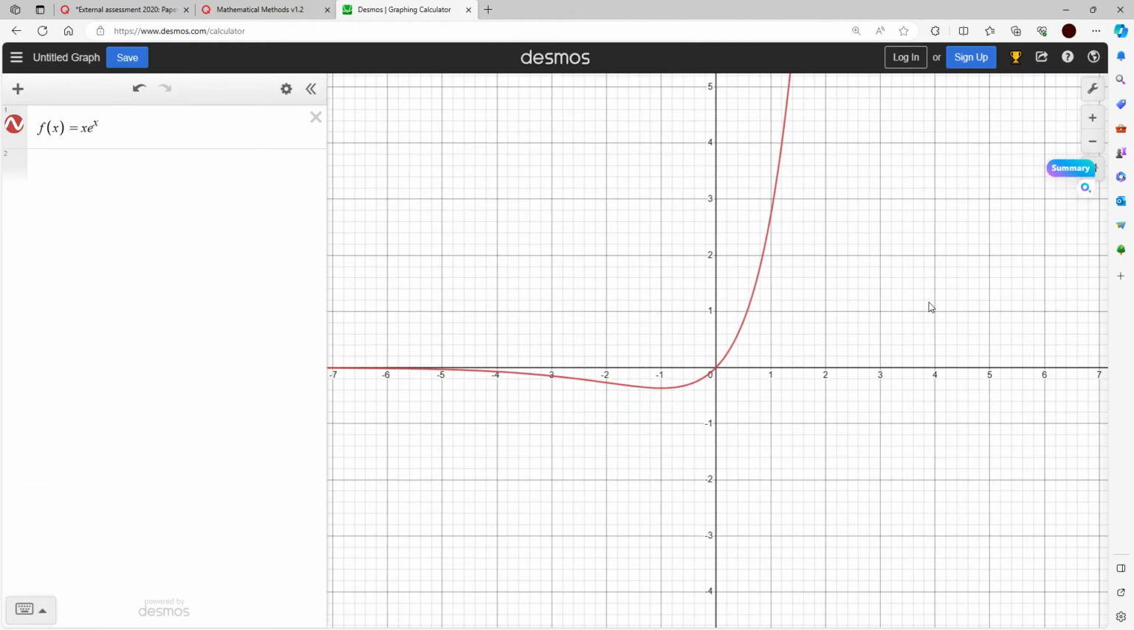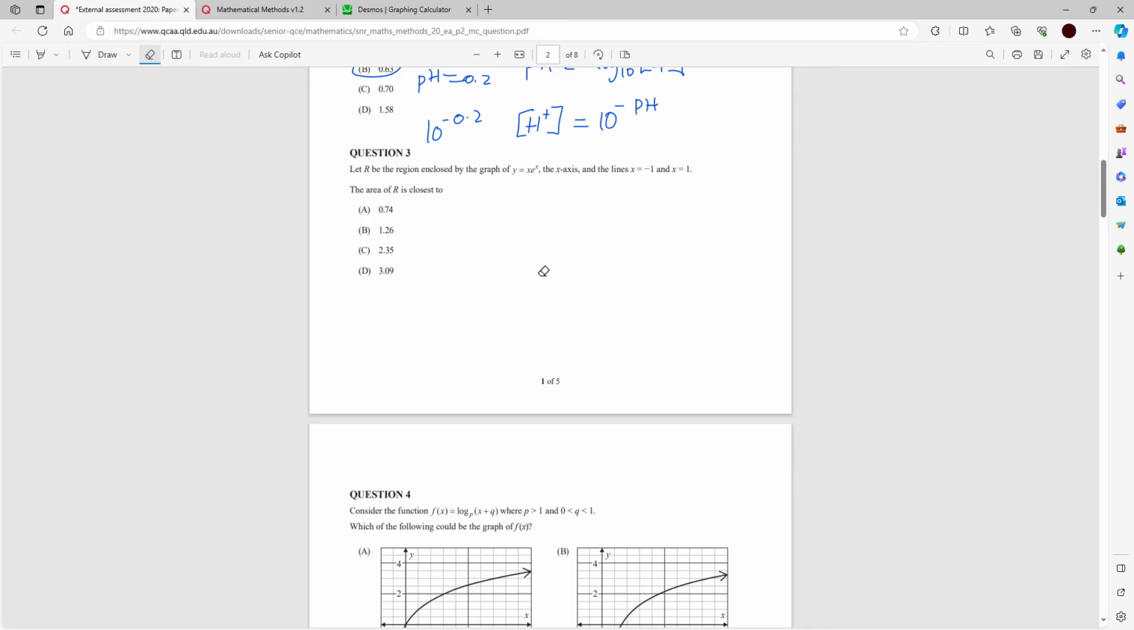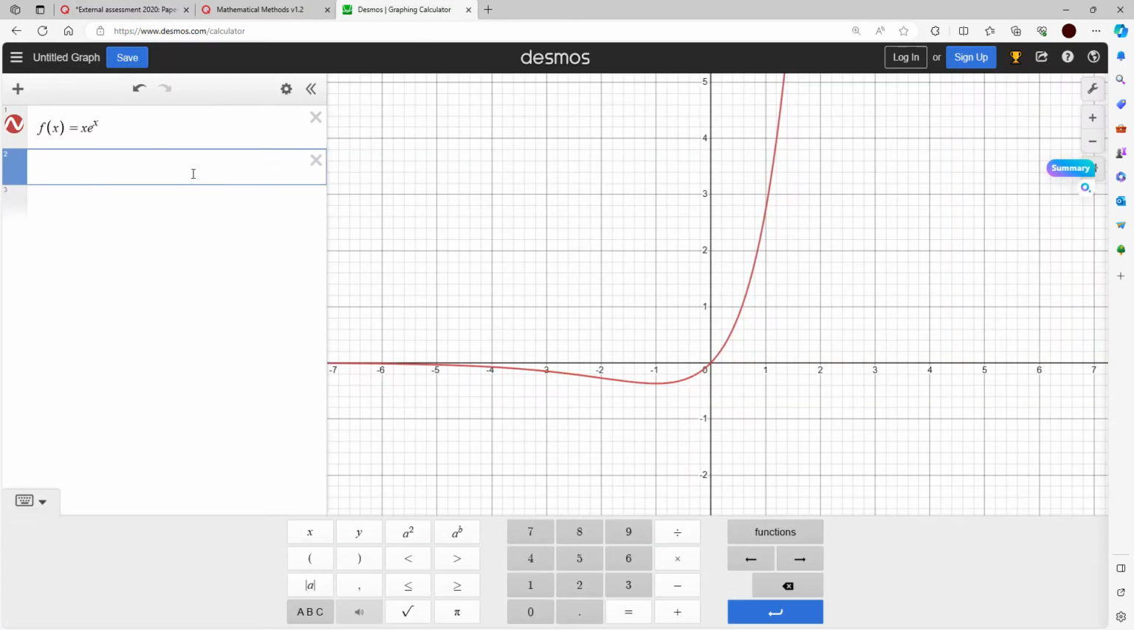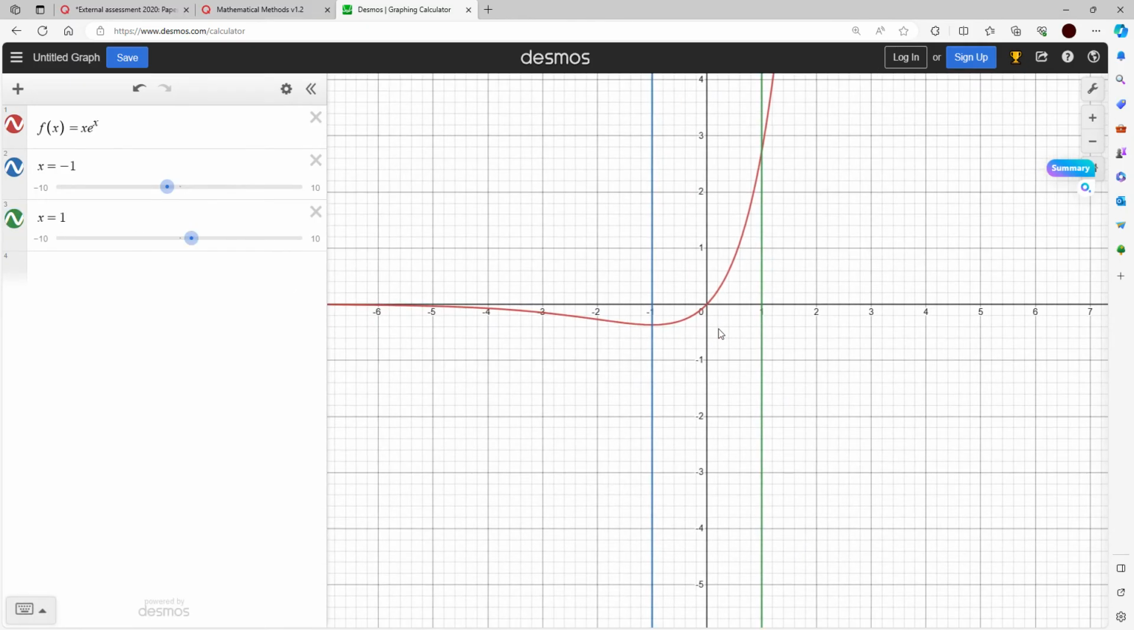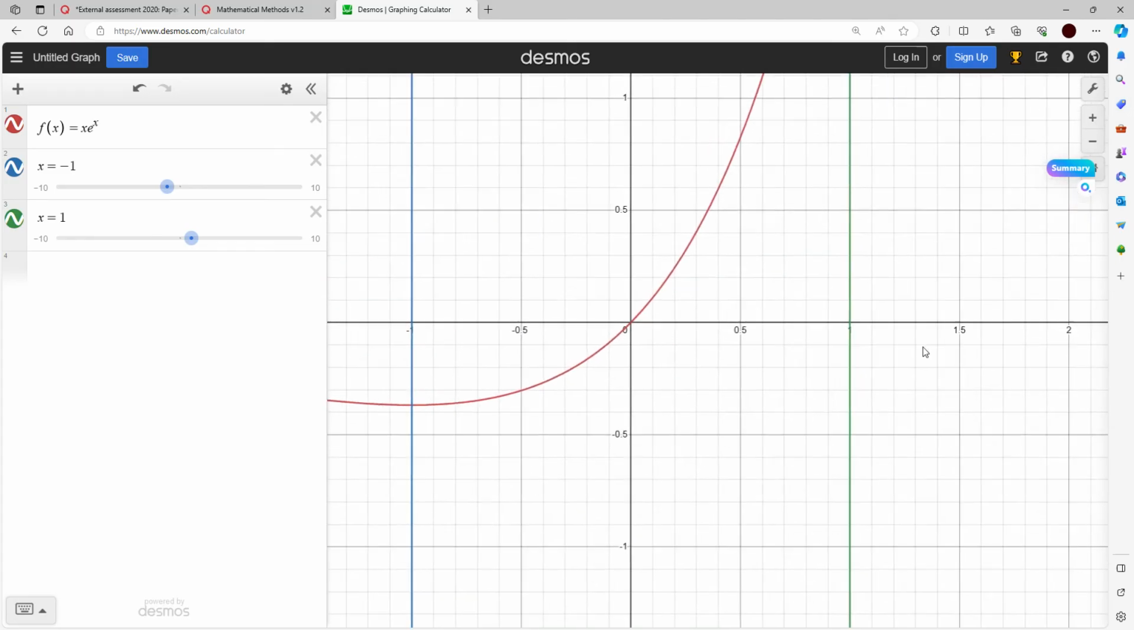Now, we have to look at the question again and ask what the region is. So R is enclosed by the x-axis and the lines x equals negative 1 and 1, okay? So what that means is, let's just put in x equals negative 1, okay? So it's between here and x equals 1, okay? And they said enclosed by the x-axis. So that means this, if we zoom in, this region here and this region here.